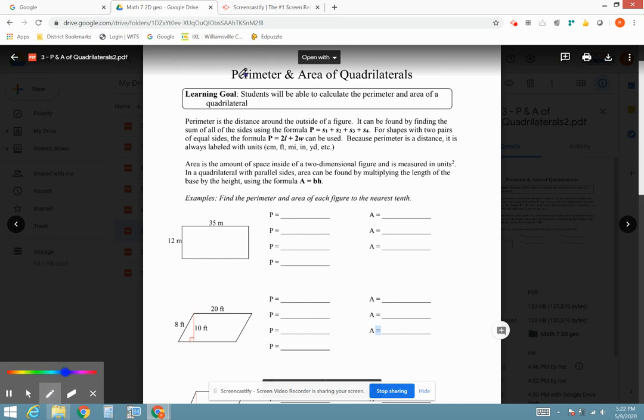All right, so perimeter and area, I'm sure you have heard these terms before, along with the term quadrilateral. Quadrilateral just means four sides, quad meaning four, lateral meaning side. So we're doing area and perimeter of four-sided figures. So perimeter is the distance around the outside of a figure. So in this rectangle, this would be the perimeter.